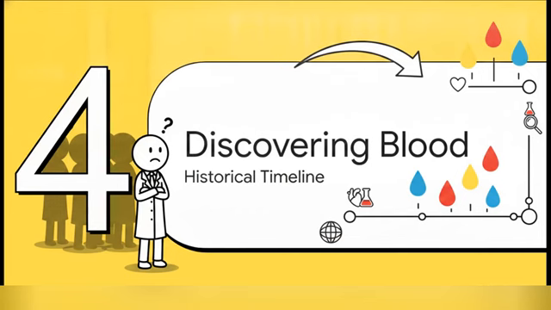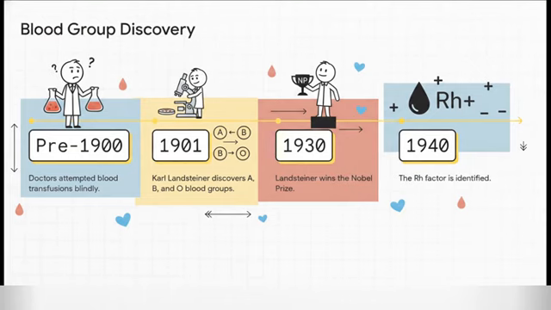Let's move to Section 4, Discovering the Blood Groups, and take a look at the historical timeline. Because for a very, very long time, doctors were completely in the dark here. Before the 1900s, doctors had absolutely no idea why some transfusions saved lives and others were mysteriously fatal. They were essentially attempting transfusions completely blind.